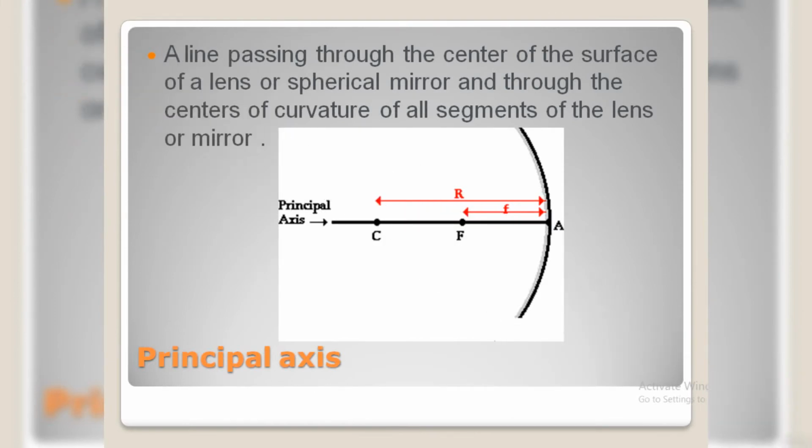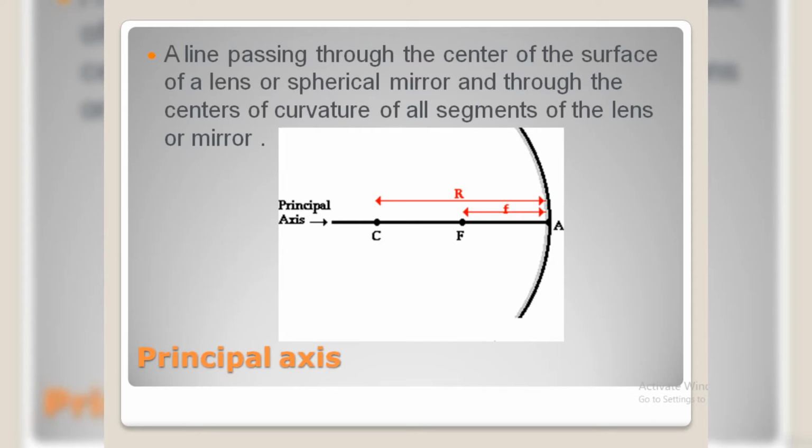Here you see one of the terms we are going to discuss: principal axis. What is the meaning of principal axis? A line which is passing through the center of curvature, focus and pole of the mirror is called the principal axis. Once again, the line which is passing through the center of curvature and pole is called the principal axis of the mirror.